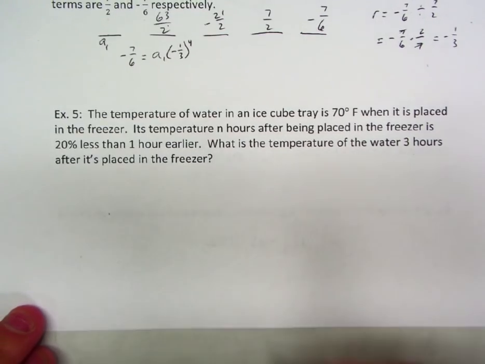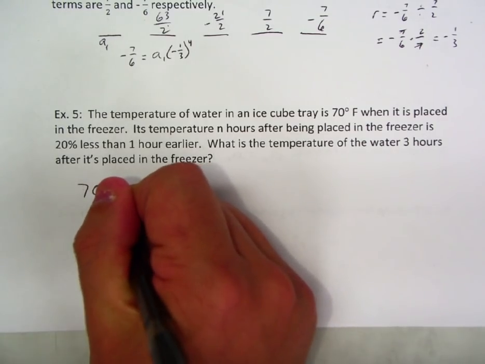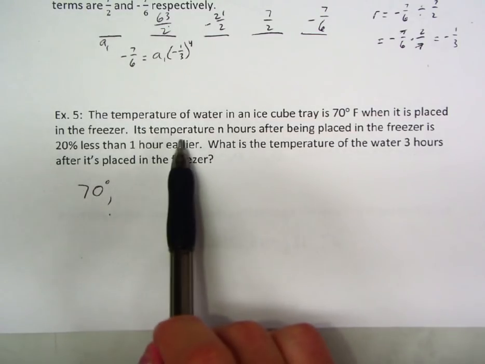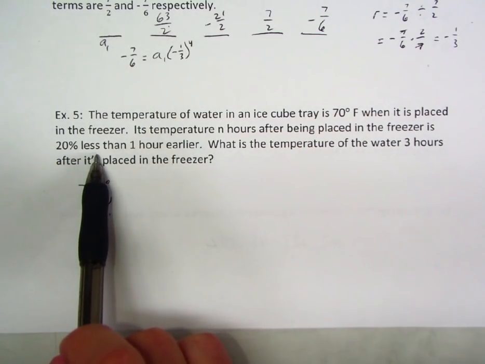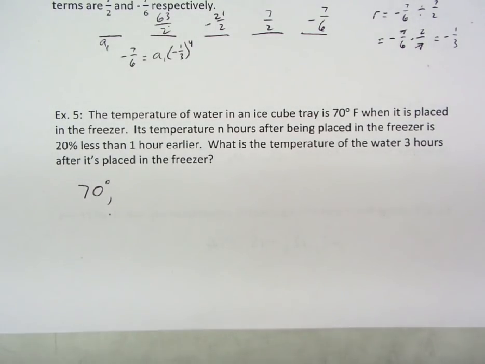I would say, okay, it starts at 70 degrees, right? That's the initial temperature. It says its temperature n hours after being placed in the freezer is 20% less than 1 hour earlier. Here's another common wrong answer that you might have gotten. Let me do this really quick. 0.56 is another common wrong answer. So I want you to think about this.